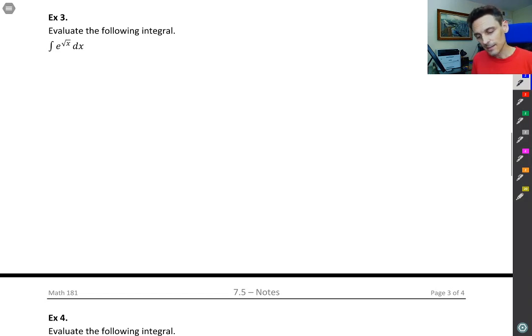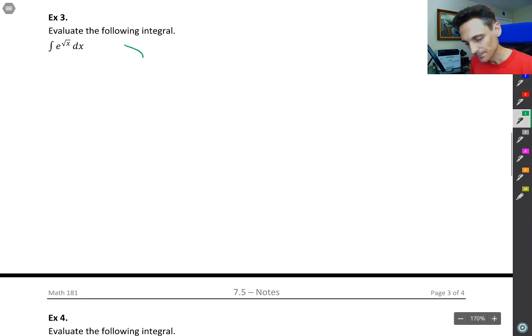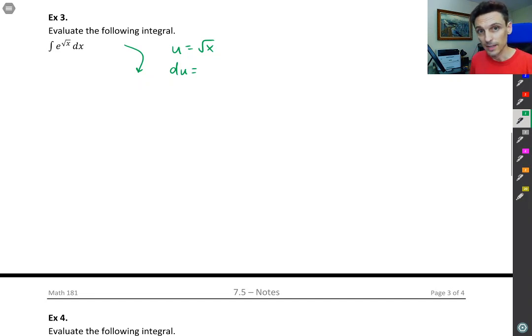But in this case, let's revisit that substitution. Let's try that substitution again. We're going to go back to try and let u equal the square root of x. Something special is going to happen here. If we let u equal the square root of x, the du, the derivative of that, remembering that the square root of x is x to the half power, will be 1 over 2 times the square root of x dx.